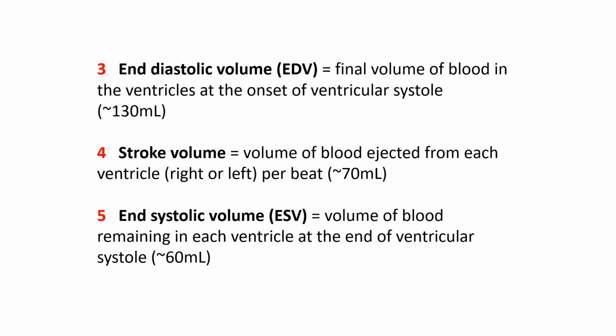Okay, so here are those definitions written out in words, along with some representative values. So the end diastolic volume is the final quantity of blood that's in the ventricle when they first begin to contract. The stroke volume is the amount of blood that is ejected from the ventricle with every beat. It's about 70 milliliters on average. And then the remaining amount of blood is the end systolic volume, the volume of blood remaining in each ventricle at the end of contraction, the end of ventricular systole.